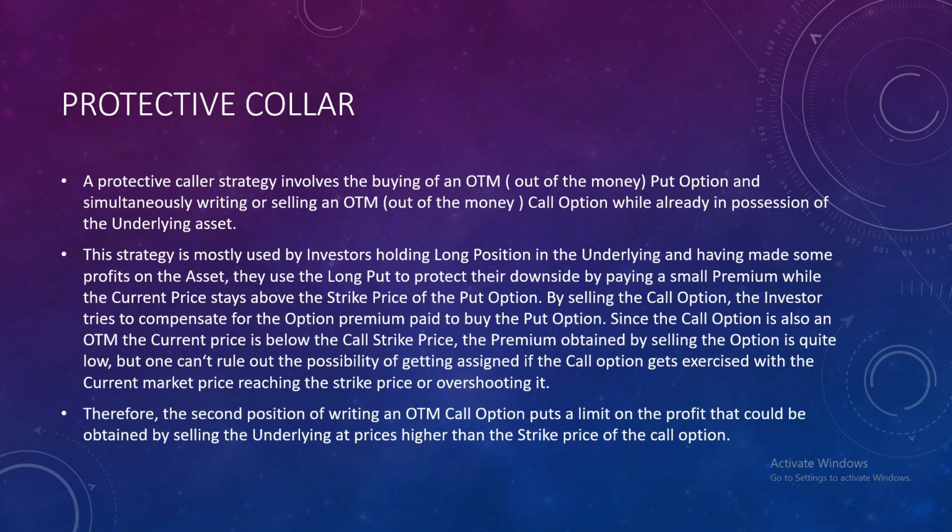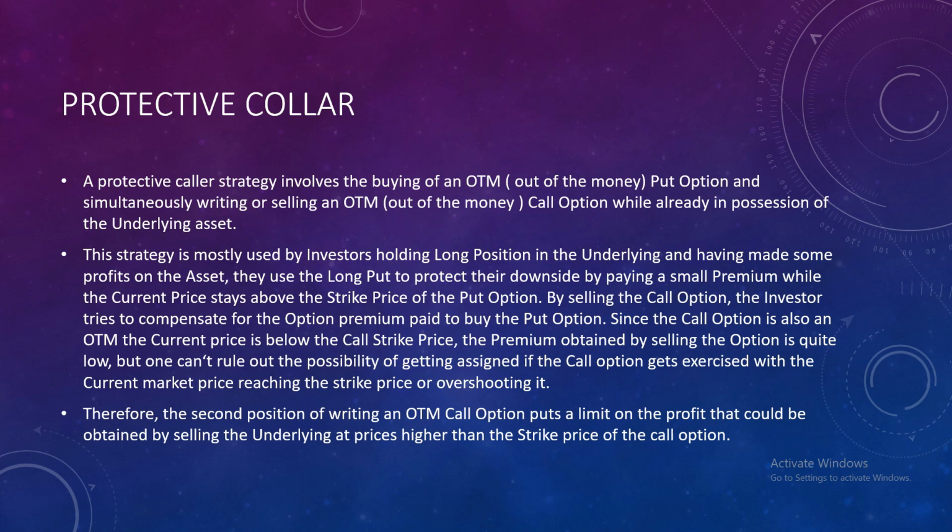Protective collar. A protective collar strategy involves the buying of an OTM (out of the money) put option and simultaneously writing or selling an OTM (out of the money) call option while already in possession of the underlying asset. This strategy is mostly used by investors holding a long position on the underlying and having made some profits on the asset. They use the long put to protect their downside by paying a small premium while the current market price stays above the strike price of the put option.